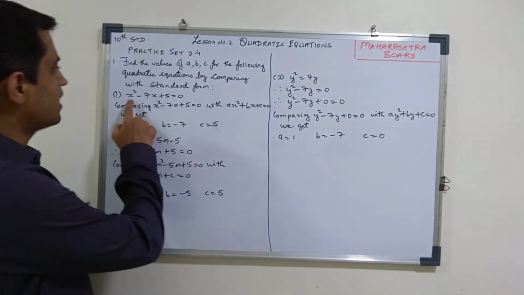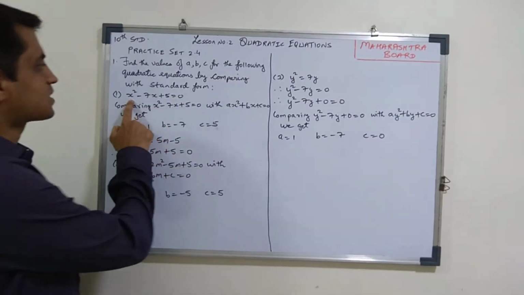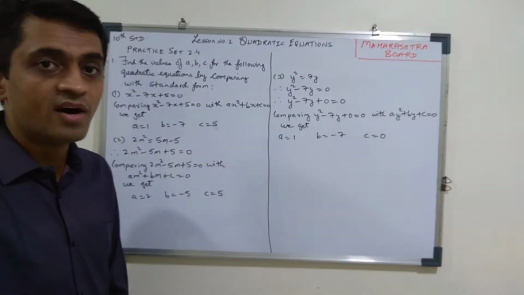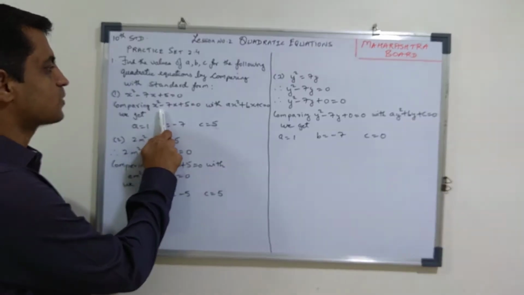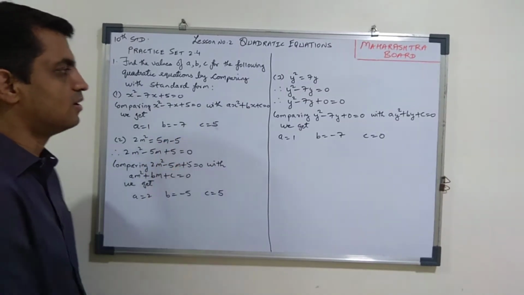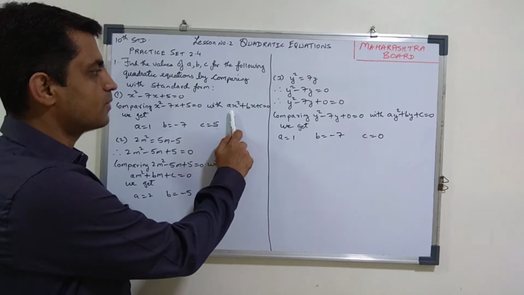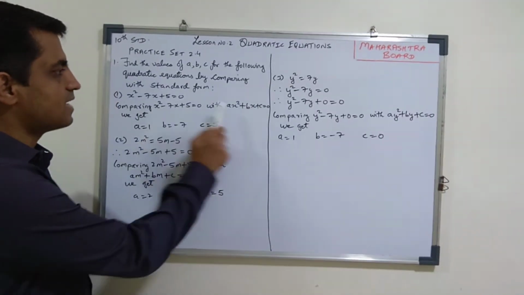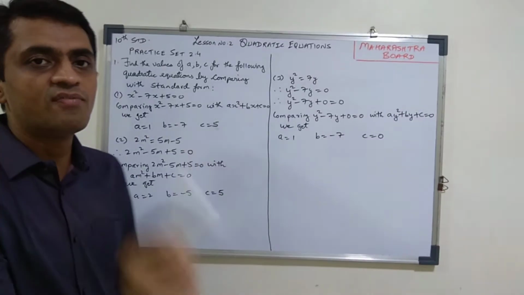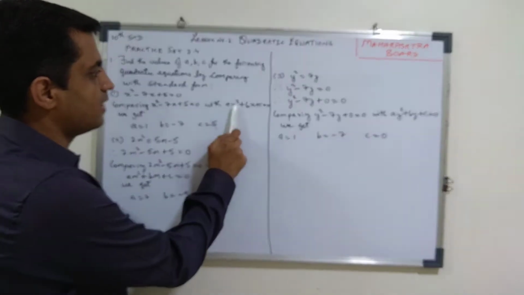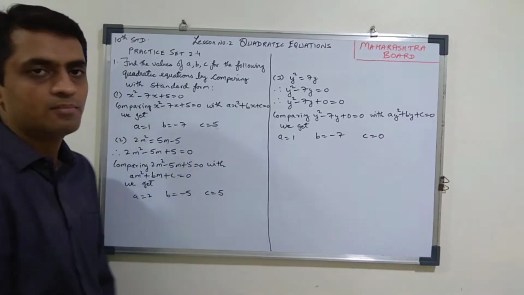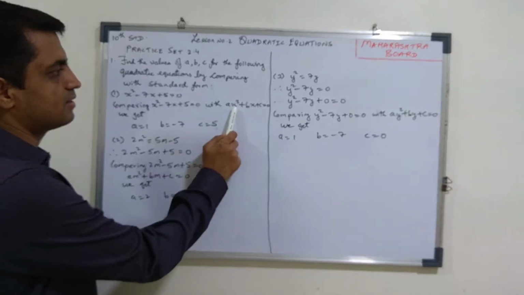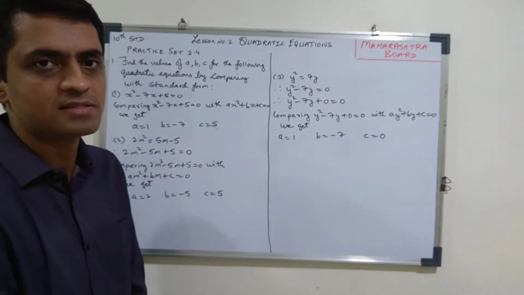Now, in the very first equation, x square minus 7x plus 5 is equal to 0. First step, you will compare this x square minus 7x plus 5 is equal to 0 with ax square plus bx plus c is equal to 0. Since here x is there, you will write x. If y is there, you will write y here also. It depends on the sum, which I will show you in the next sum. So we are comparing this equation with ax square plus bx plus c is equal to 0.